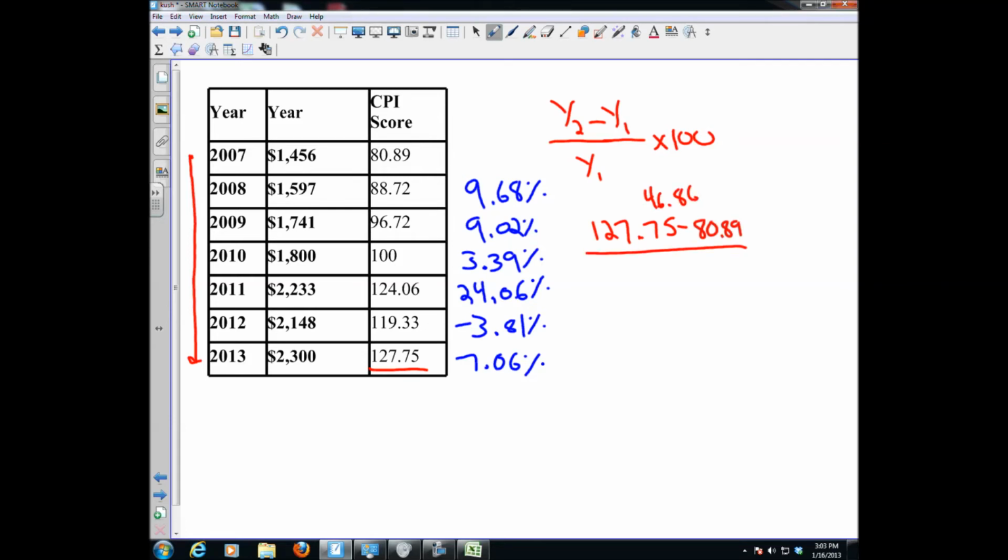We're going to divide that over 80.89 times 100. So if we do 46.86 divided by 80.89 times 100, the answer that we should get for our inflation rate is 57.93%. If you were to add all of these numbers up, you would not get the same answer.